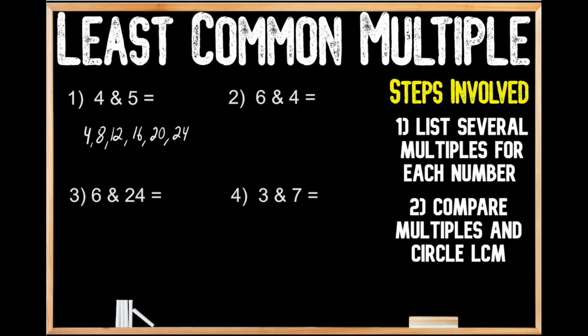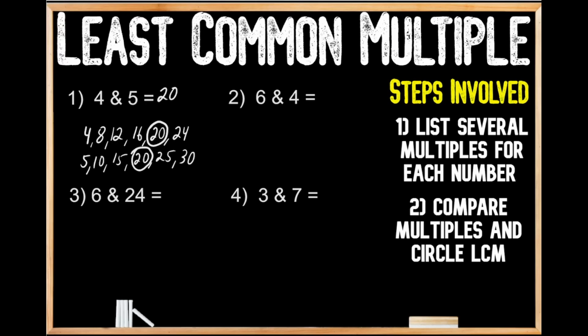Now let's do the same thing for our multiples of 5. We have 5, 10, 15, 20, 25, and 30. So now that we've listed several multiples for each number, we're going to move on to step number 2, which is to compare the multiples and circle the LCM, or the least common multiple. When we compare these lists, we can see that 20 is the lowest number that they have in common, so our least common multiple for 4 and 5 is 20.